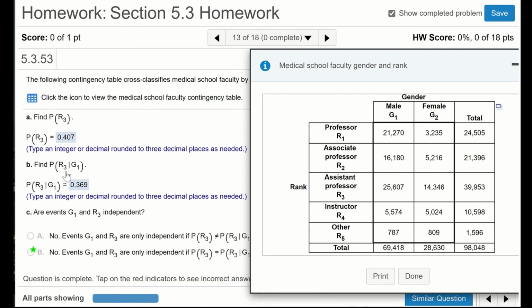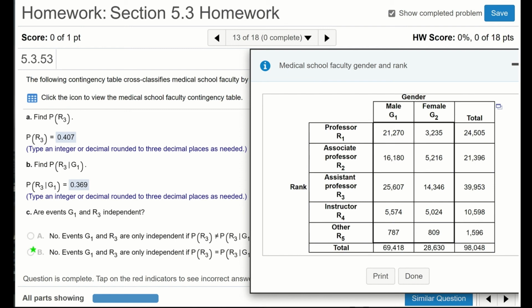Find the probability of R3 given that G1, right? Remember here G1 represents male, so when we have given something, we deal with that sample space. So we're no longer going to be looking at all 98,000 individuals, but we're looking at these 69,418 males. So we want to know what's the probability of being an assistant professor given that a male has been selected, right?